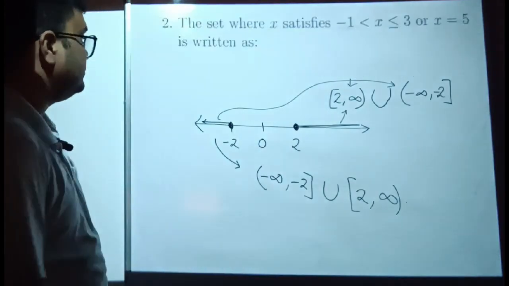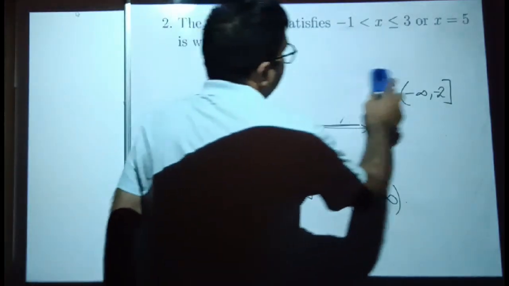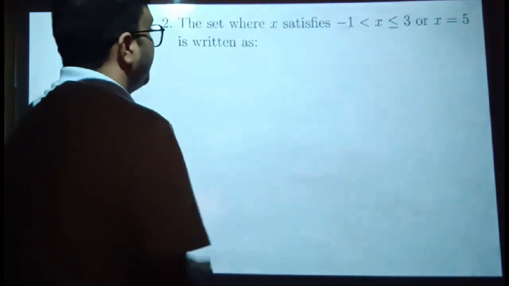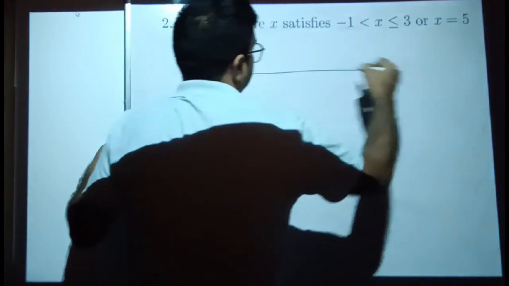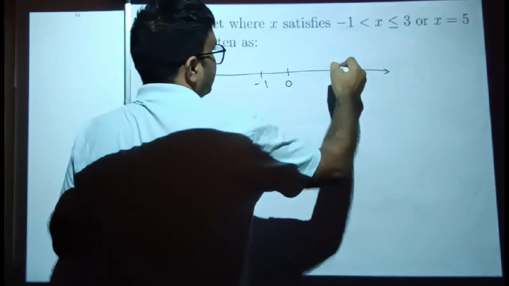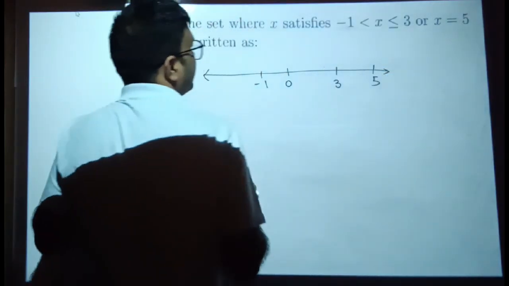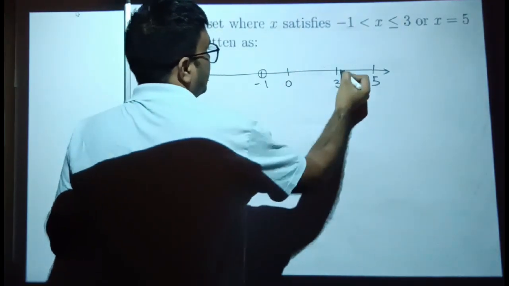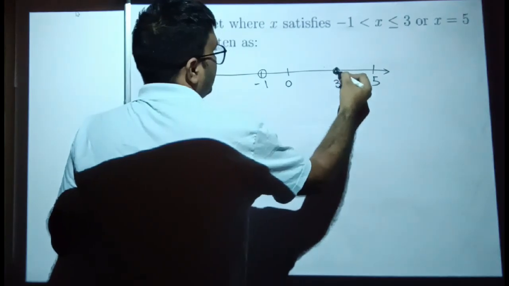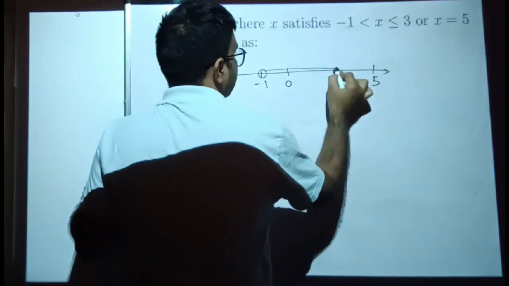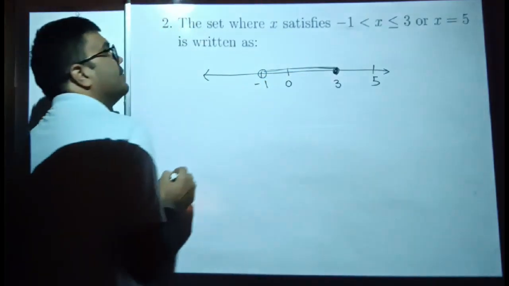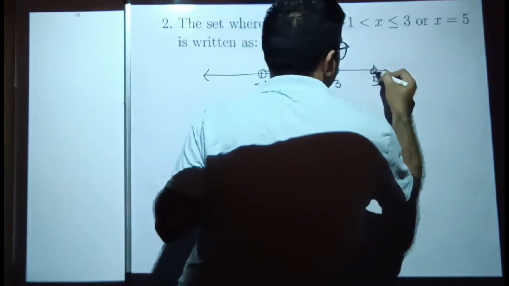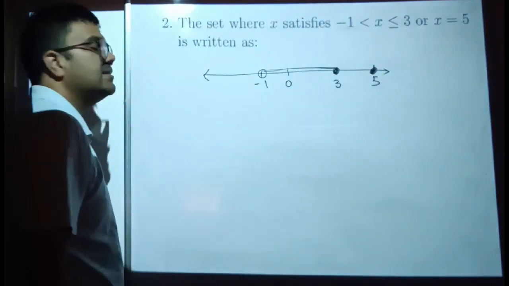Next, the set where x satisfies -1 is less than x is less than or equal to 3. We are talking about this is 0, -1, this is 3, this is 5. -1 is not included, 3 is included, all the points in between are included. Then it is written x satisfies this, or x is 5. 5 is included, there are no points in between.